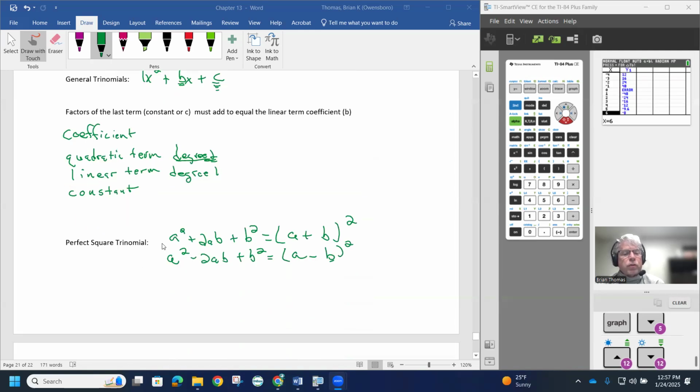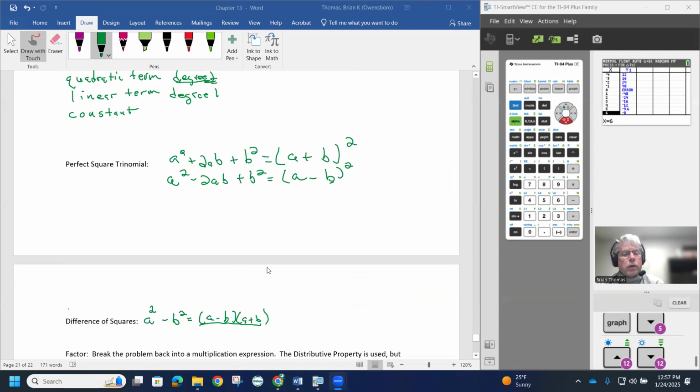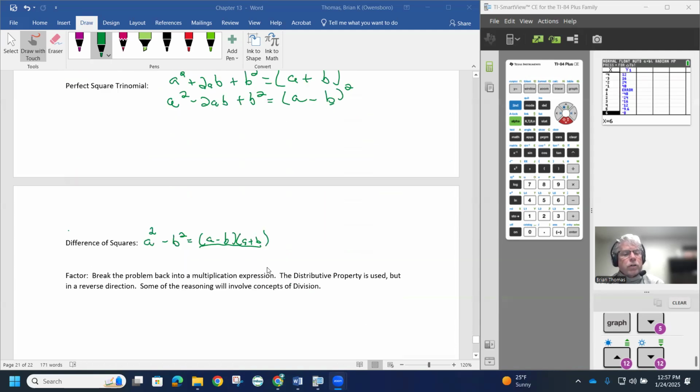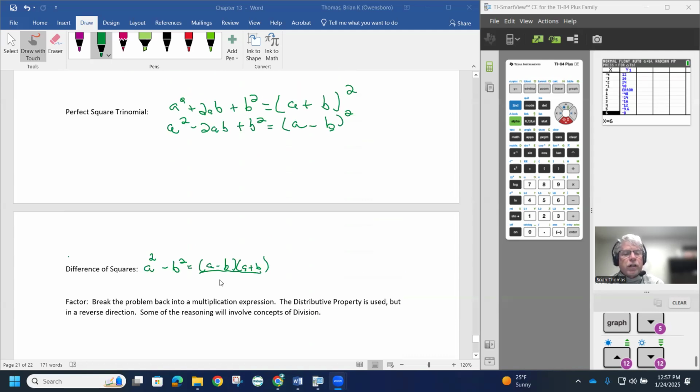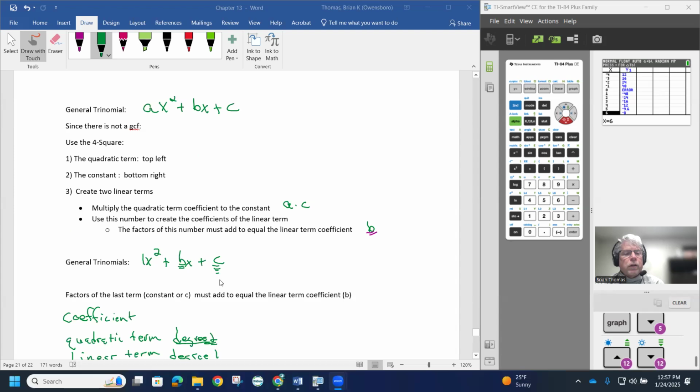We talked about the perfect square trinomial. There were two formulas there that we dealt with. And there was also the difference of squares, a squared minus b squared. And we also talked about just factoring in general, where we look for a common factor and use the distributive property as a way to factor. So just factoring in general, just finding a GCF, if you will.